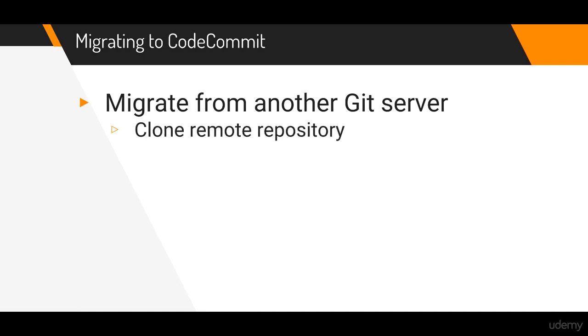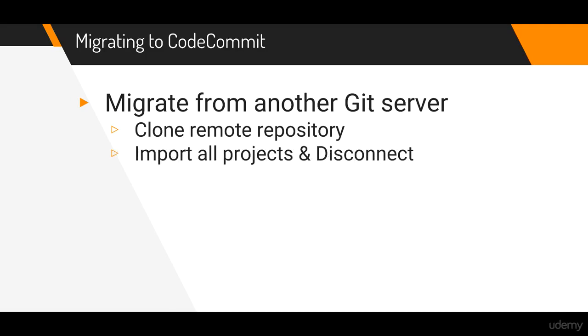In this case, you can clone your remote repository. So you already have your Git clients, you already have your Git tools. So you can clone your remote repository. You can import all projects and then disconnect from the remote repository. And then you can push the local projects, the disconnected projects from your original Git server to CodeCommit repository.